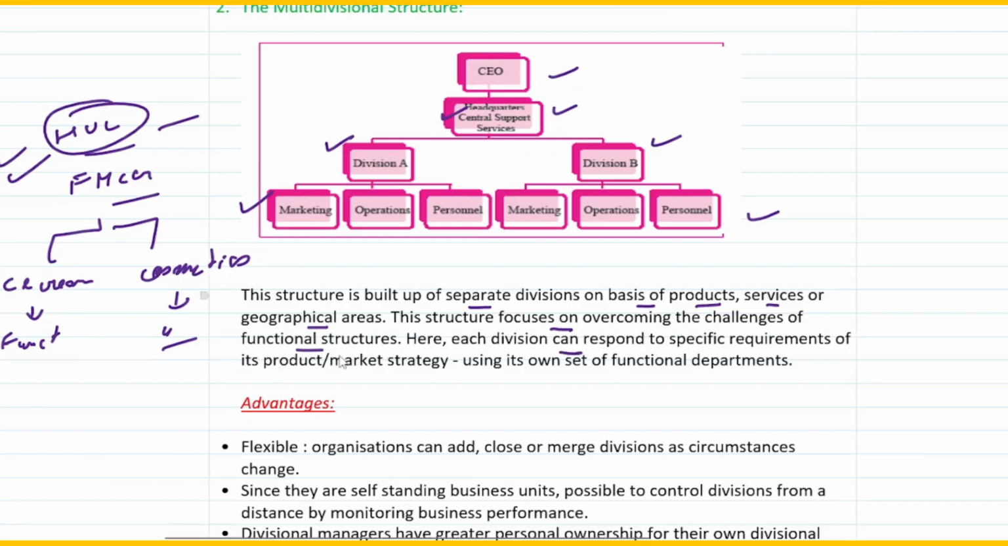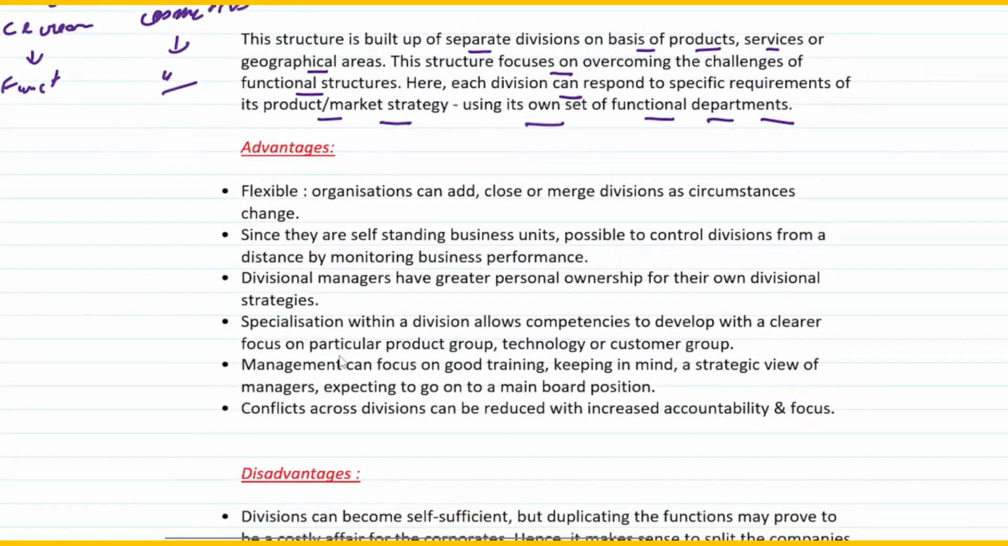Here, each division can respond to specific requirements of its product or market strategy using its own set of functional departments. So if there is an issue in division A, you can deal with it separately, and so can be the case with division B. So what are the various advantages of a multi-divisional structure? First of all, it is flexible. Whatever is the disadvantage of a functional structure, that can be overcome in the multi-divisional structure.